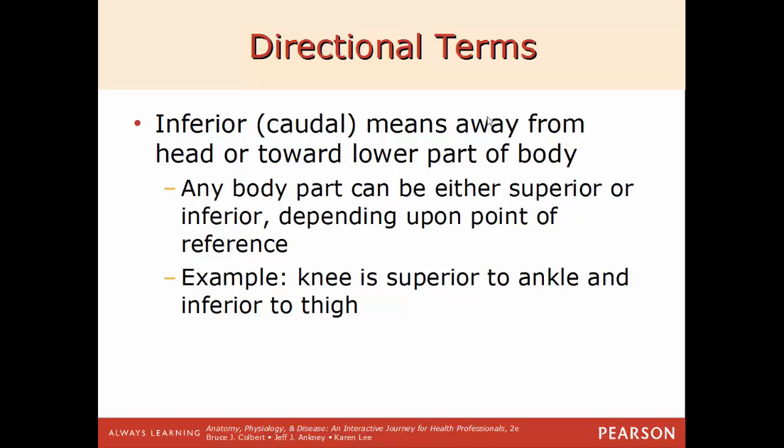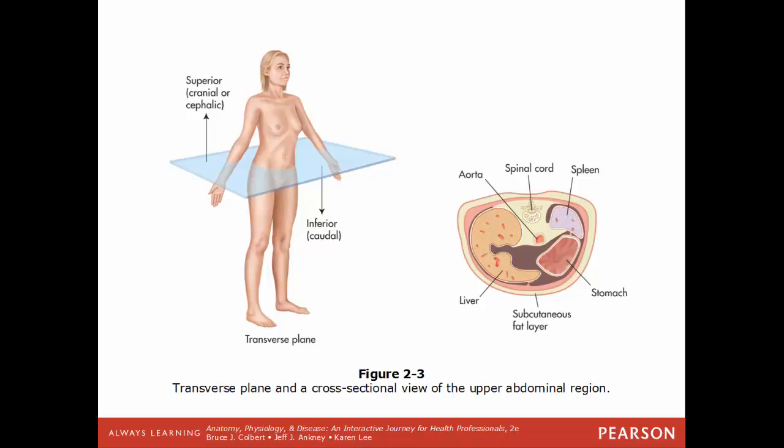For example, your knee is superior to your ankle. It is above your ankle, but your knee is inferior to your thigh. So it depends on what you are comparing it to. And there's an image on how the horizontal plane would look. If we were to cut this patient in half here at the belt line, from this part up would be the superior part, and here down would be the inferior part, or caudal part.